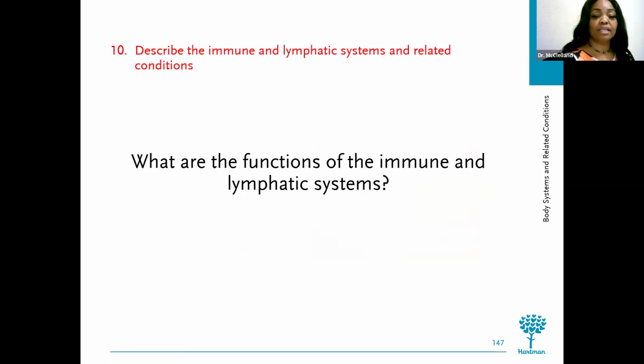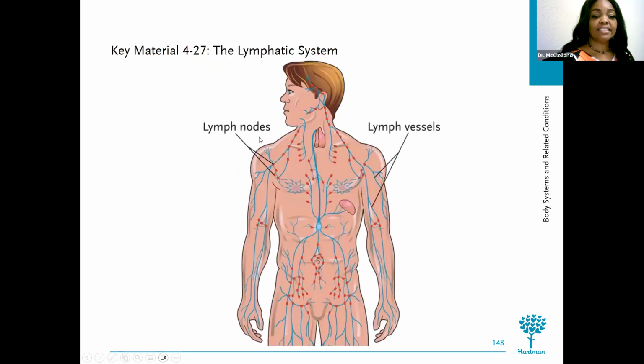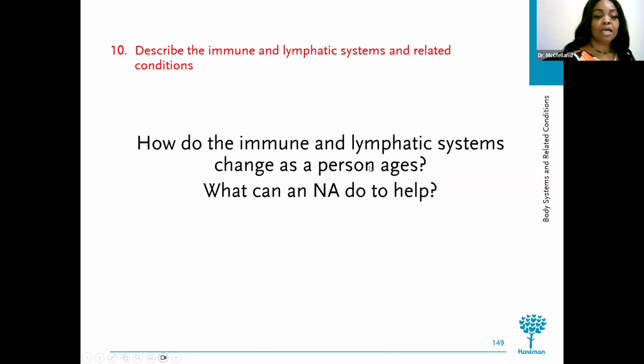So what are the functions of the immune and the lymphatic system? Now we've all moved on to some other areas. The lymphatic system, you see the lymph nodes with the little red dots there, and then the lymph vessels are the blue veins you see running through the body. And oftentimes with cancer, they may say the cancer cells have traveled into the lymph nodes or the lymph vessels, and that's how it metastasizes so fast or travels so fast because it got into the lymph system, okay? And you see what it looks like there. So how do the immune and lymphatic systems change as a person ages?